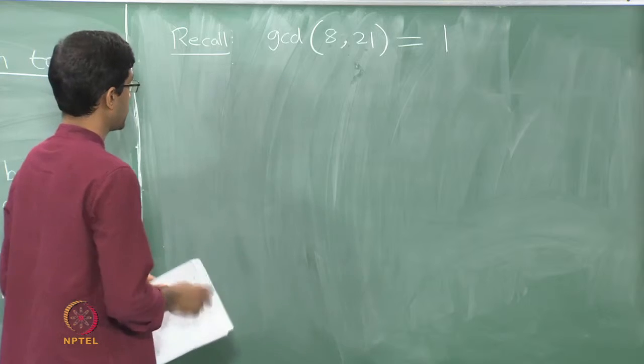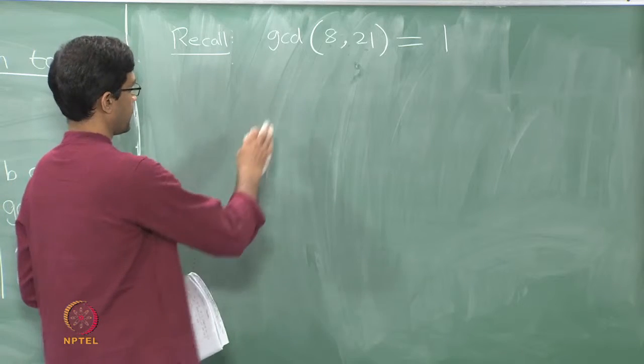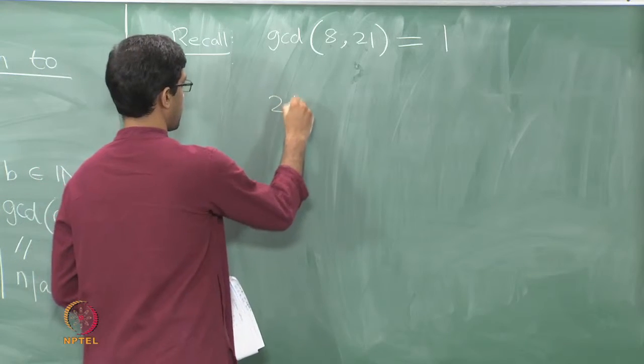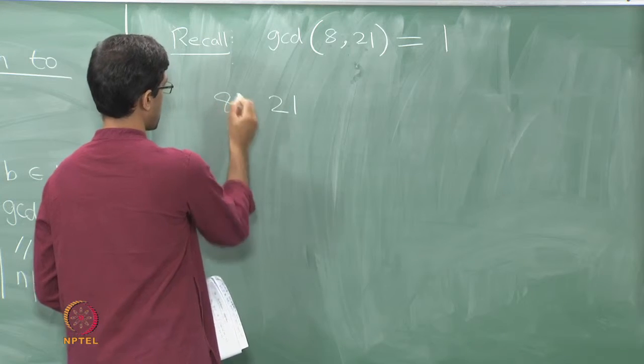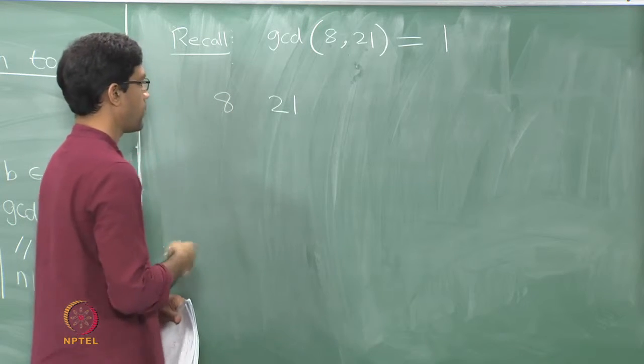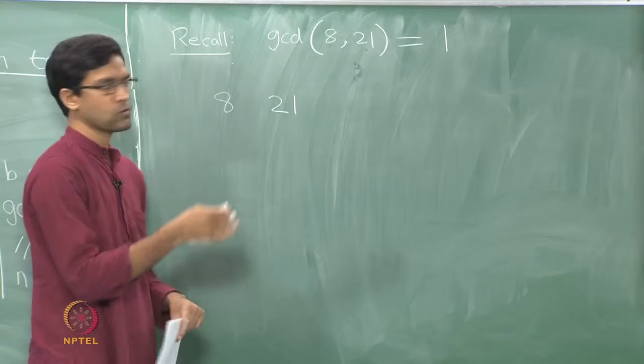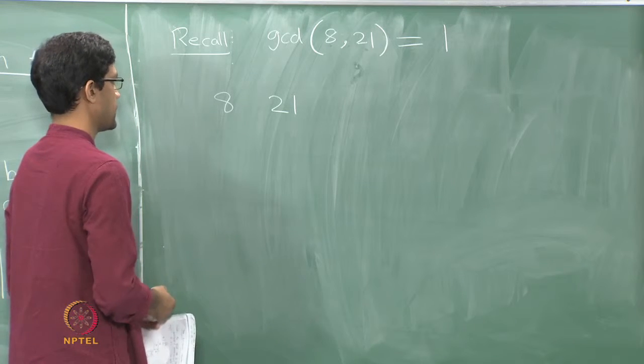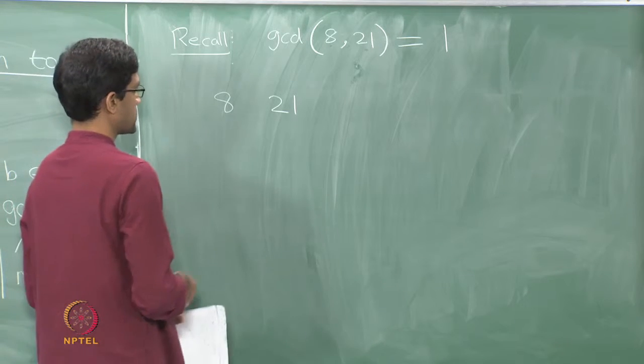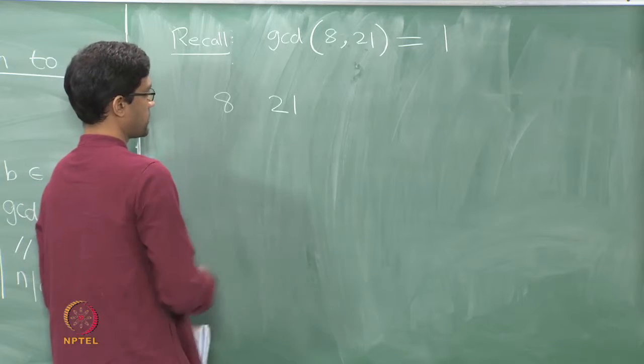So now what does the Euclidean algorithm do? Given the numbers 21 and 8, and suppose you did not know to start with that they were relatively prime. You want to find their GCD. In general, given two numbers, how do you find their GCD?